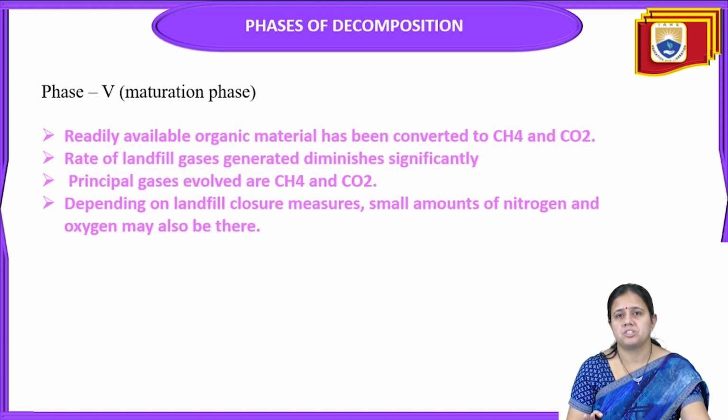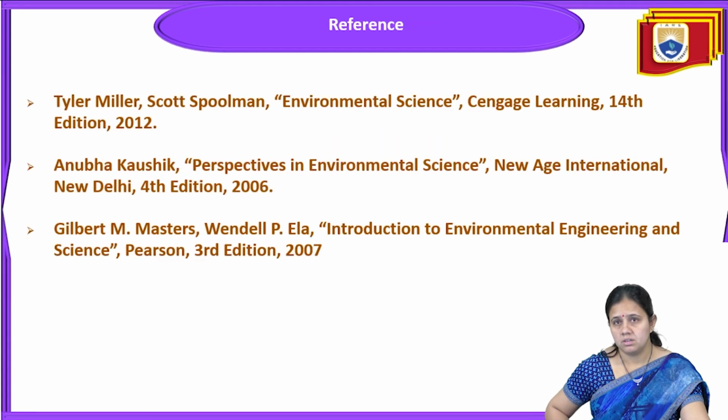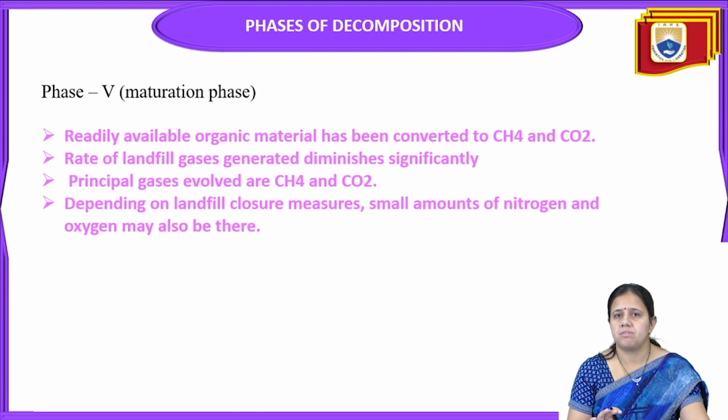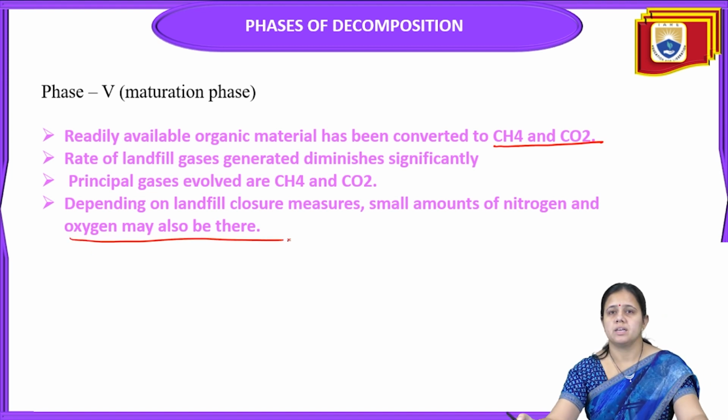Next phase is the maturation phase. The maturation phase is the final phase. That phase is also called the phase of decomposition. So in this decomposition phase, what happens? The readily available organic materials will be converted to CH4 and carbon dioxide. The rate of landfill gas generation will diminish significantly, and the principal gases evolved are methane and CO2. And depending on the landfill closure measures, small amounts of nitrogen and oxygen may also be there.